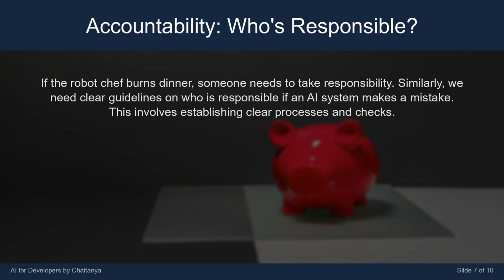If the robot chef burns dinner, someone needs to take responsibility. Similarly, we need clear guidelines on who is responsible if an AI system makes a mistake. This involves establishing clear processes and checks.